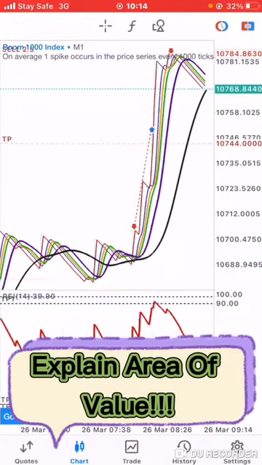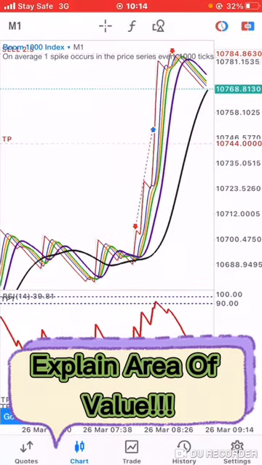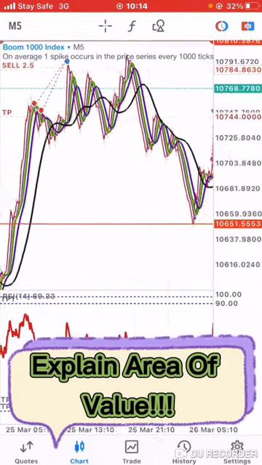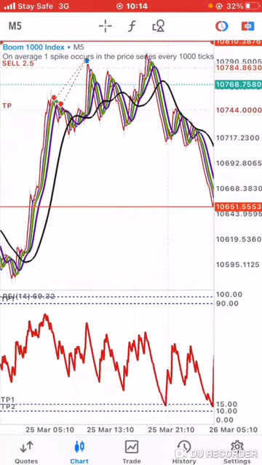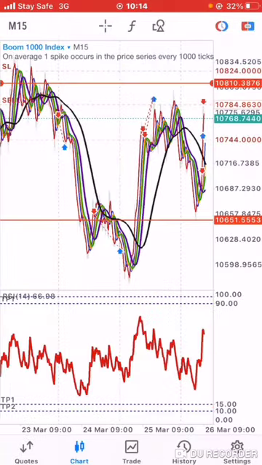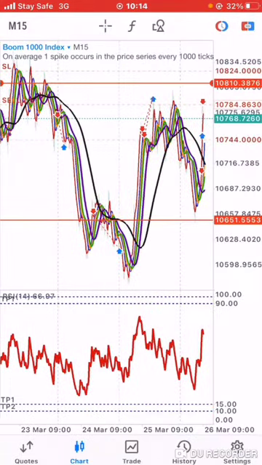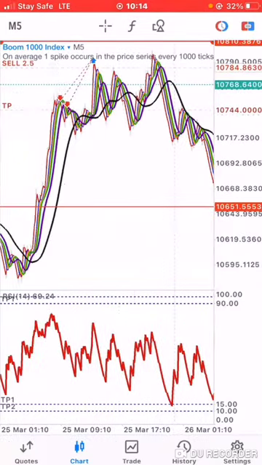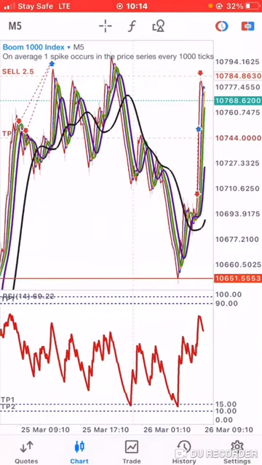I'm in a serious profit right now. Look at it. Because I bought the market from an area of value. Let's use the 15 minute chart or the 5 minute chart. Okay, let's use the 15 minute chart. It will be better. Or the 5 minute chart. What does it mean by an area of value? An area of value is an area in your chart where the market tested twice or more.